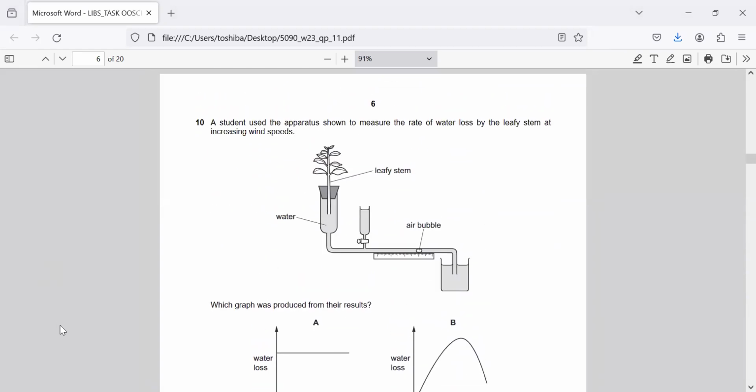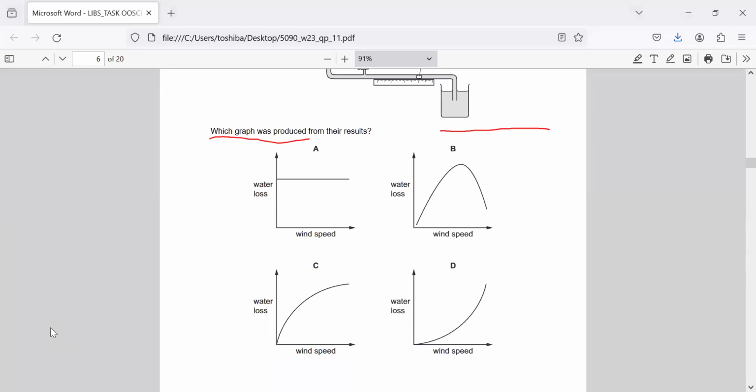So the question says that as the wind speed increases, water loss is more. So we have to identify which graph is correct. As the wind speed increases, water loss is more. No, in this it isn't. In this it is increasing and then decreasing, but the wind speed is still increasing while the water loss is decreasing. This is also incorrect. In C, the wind speed is continuously increasing and water loss is also increasing, while in D, it is decreasing. So D is incorrect and C is the correct option.